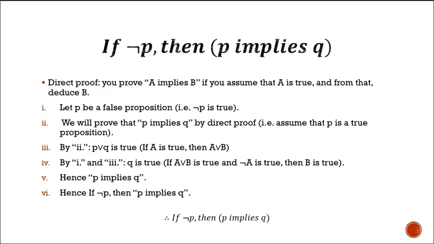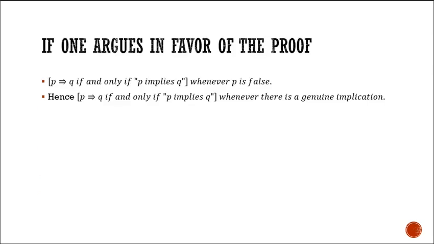If one argues in favor of these proofs, then P conditional Q if and only if P implies Q is true whenever P is false. Therefore, P conditional Q if and only if P implies Q is true whenever there is a genuine implication.